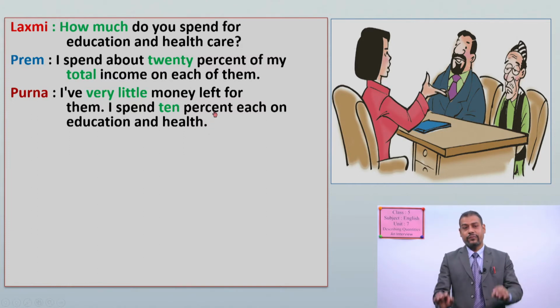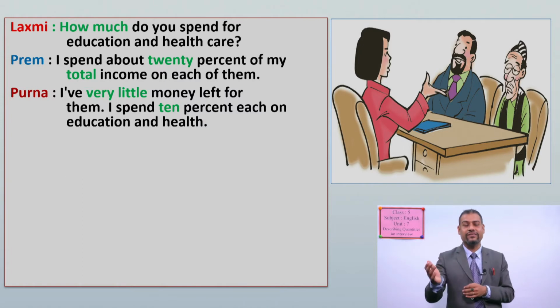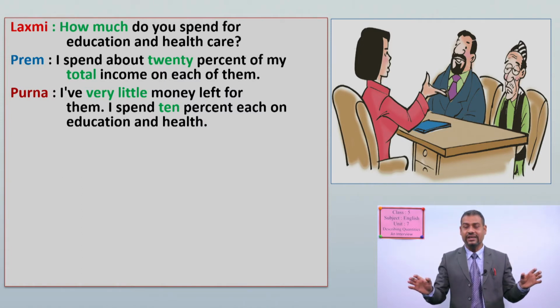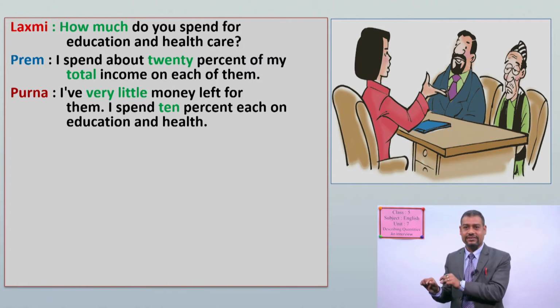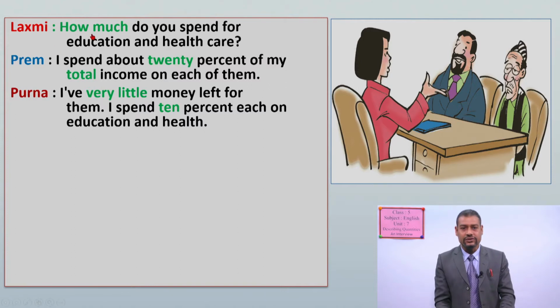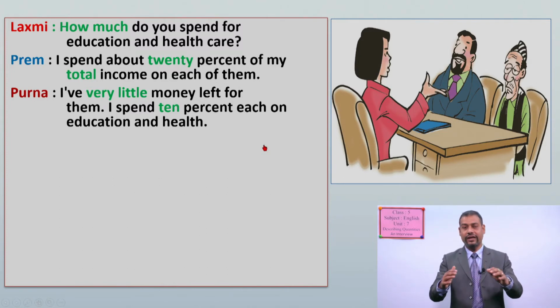See, Purna has a big family. That's why he spends 80% of his income on food and clothes. Because of this reason, he has little money left. That's why he spends only 10% on education and 10% on healthcare. But Prem can spend 20% on education and 20% on healthcare. So it is because of their small and big families.